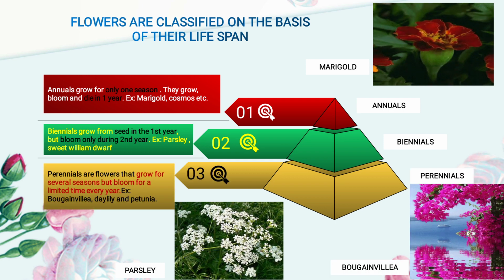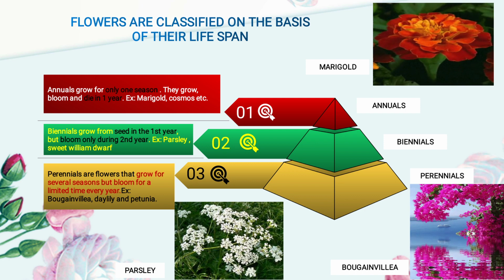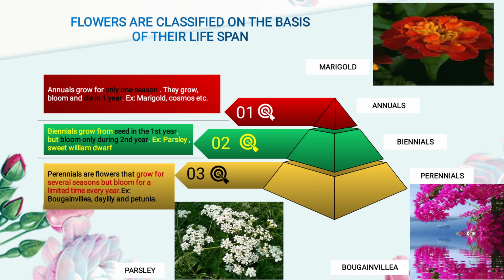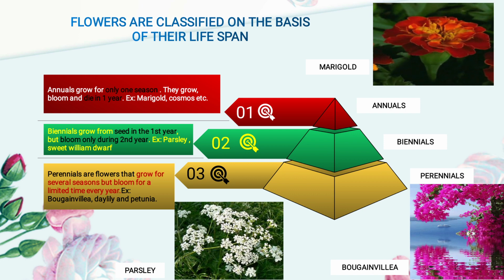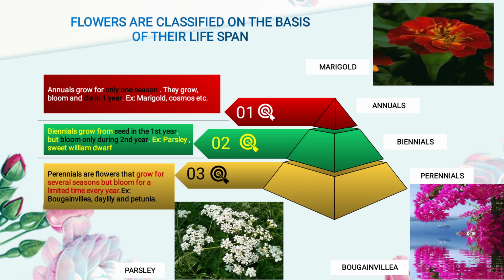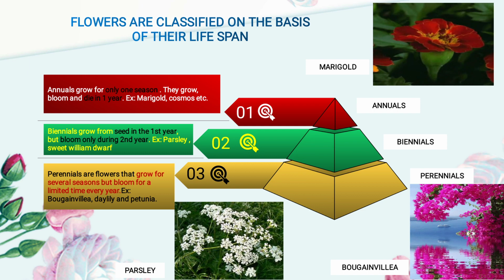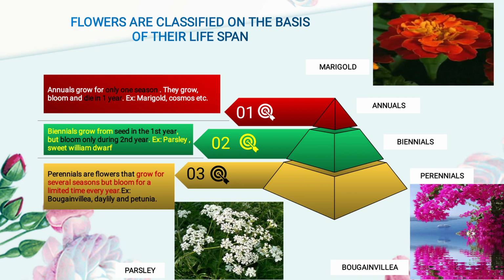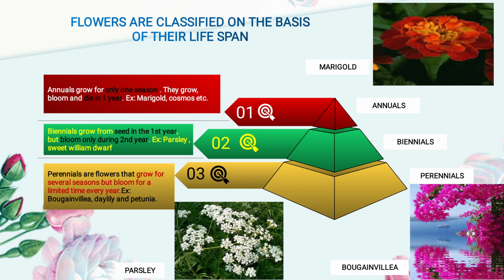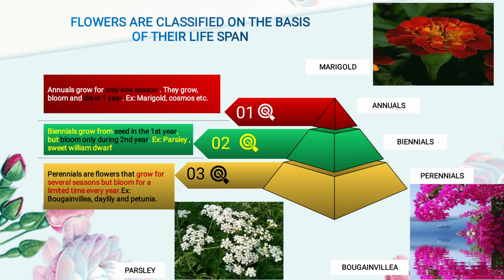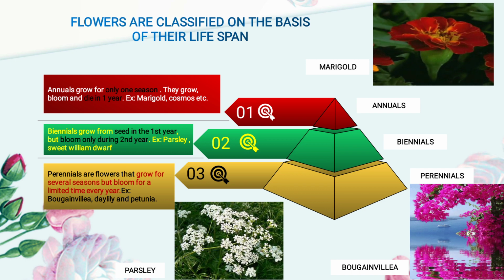The third is a perennial. Perennials are flowers that grow for several seasons, but bloom for a limited time every year. Means every year they will bloom at a limited time. Examples are bougainvillea, daylily and petunia. Now you see in the example, down one image is given, bougainvillea means they will bloom for a limited time every year. So that is known as perennial.